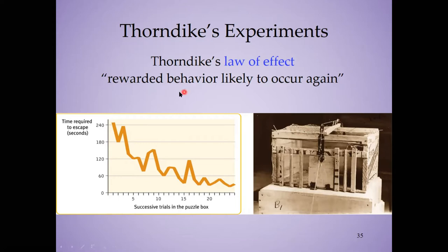Thorndike then proposed what he called the law of effect from what he observed. This stated that behavior that is rewarded, producing a rewarding consequence, is likely to occur again in the future. So basically what he was saying is that behavior that produced the reward is going to be strengthened.